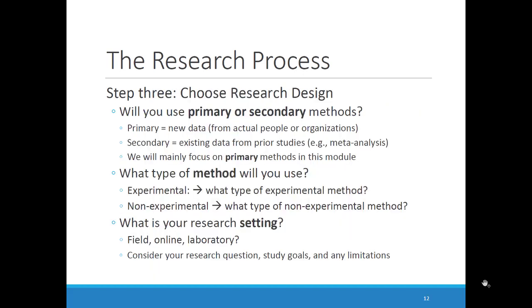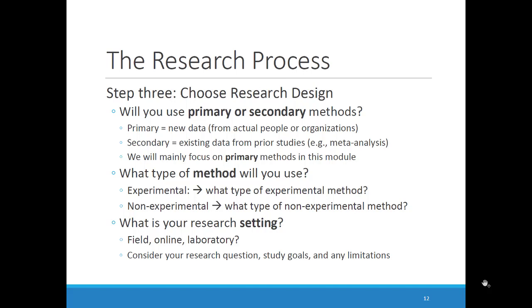In step 3, we want to choose our research design. So in this step, we are deciding how we are going to test the hypothesis that we've come up with. So the first bullet here is asking, will we use primary or secondary methods? Primary methods are when you use new data from actual people or organizations, and secondary methods are those when you use existing data from prior studies.